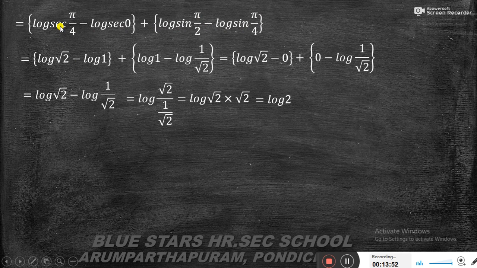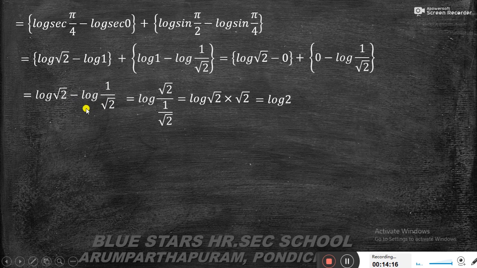So see that secant pi by 4 is root 2, log root 2 minus, secant 0 is 1, so log 1, plus sin pi by 2 is 1, log 1 minus log 1 by root 2. So equal to log root 2 minus log 1 is 0. So log root 2 minus 0 plus log 1 is 0. So 0 minus log 1 by root 2. Therefore log root 2 minus log 1 by root 2.